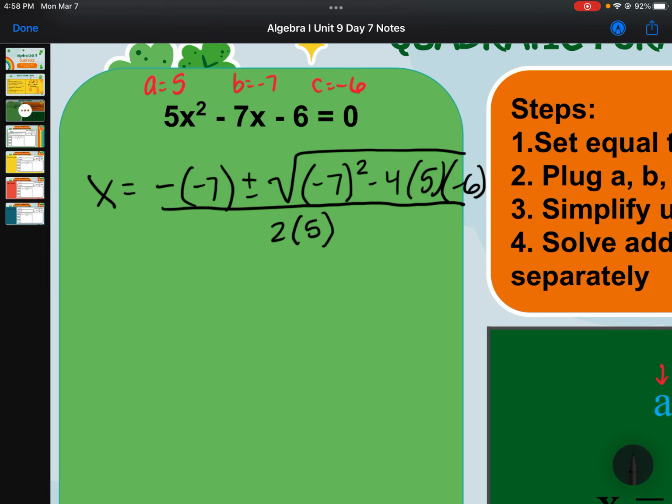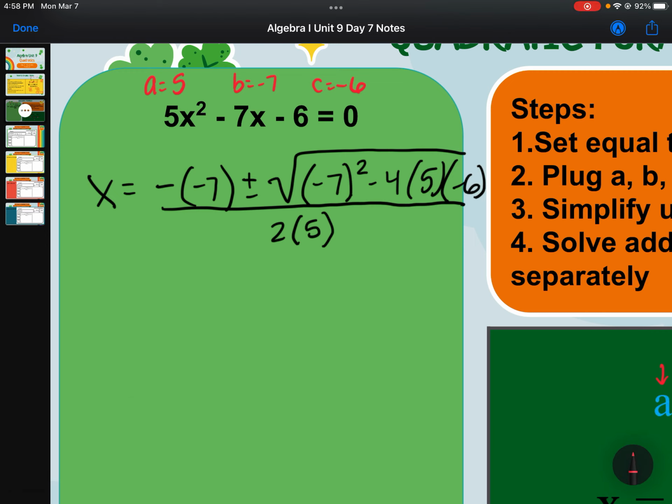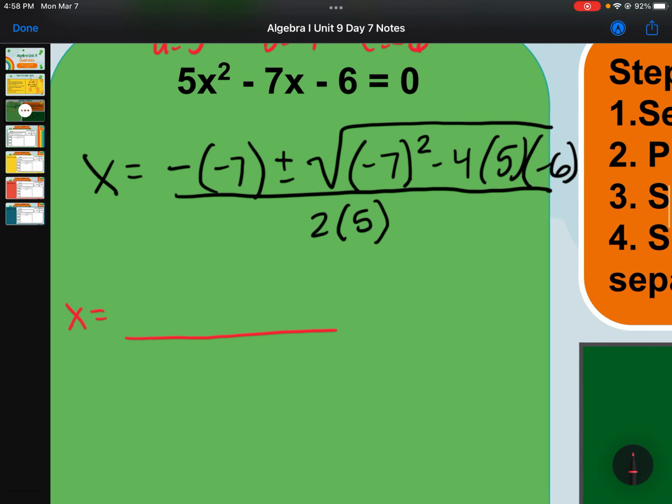Okay. I want to simplify this in chunks. So I have x equals. So simplify everything underneath the radical. So I'm going to also simplify out front. So negative 7. That's negative 1 times negative 7, which is positive 7. Plus and minus.